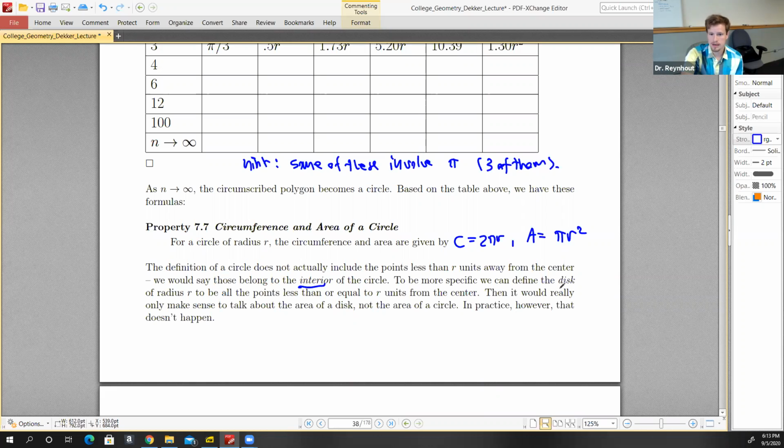If we were to be formal about things, we can talk about the area of a disk, where a disk of radius r is the collection of points which are not only a distance of r away from the center, but also less than the distance r. So it's the collection of points which are r units or less away from the center. That would be a disk, and it would make sense to talk about the area of a disk. But we also talk about the area of a circle and understand that we are actually referring to the area of the disk or the area of the interior of the circle.